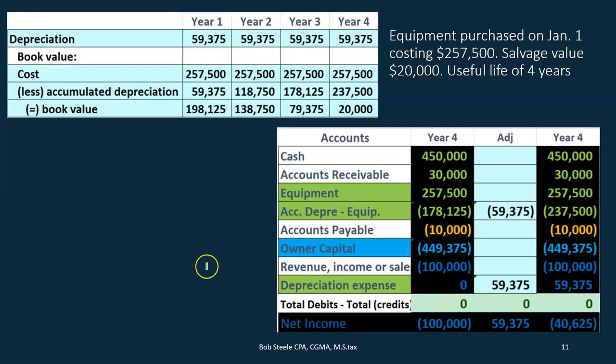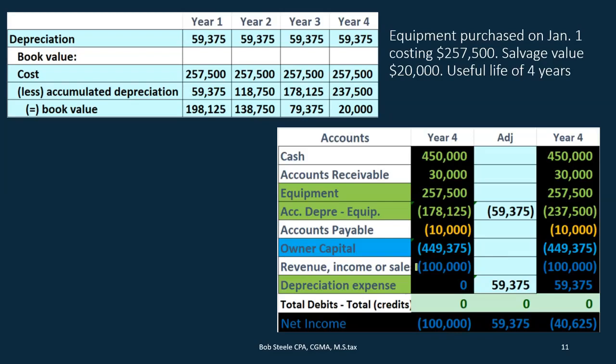So if we look at this in terms of the trial balance, once again we have the same thing. We're in year 4 where we had the book value before, at the beginning of the period or before the adjusting entry, being the 79,375, which would be the 257.5 minus the 178,125. And note that the accumulated depreciation is accumulating upwards because it's a permanent balance sheet account, as opposed to the depreciation expense, which is 0 before we record the transaction because the prior transaction was closed out to the equity section and is now part of this 449,375. And of course we have net income.